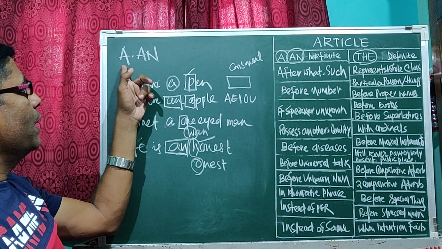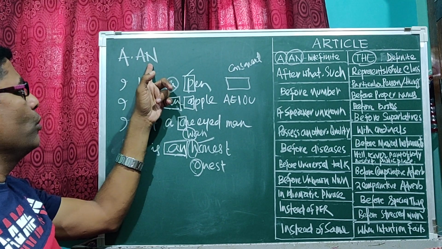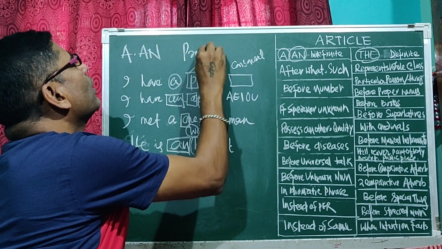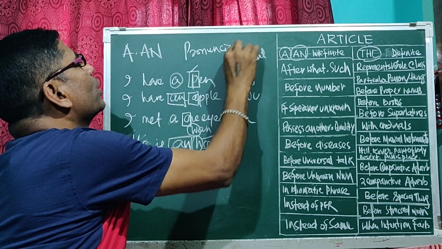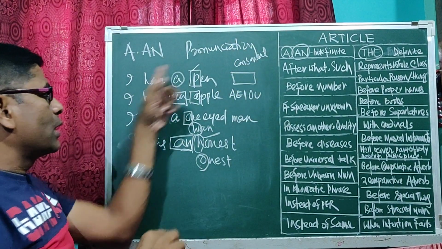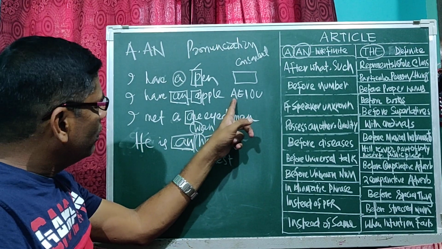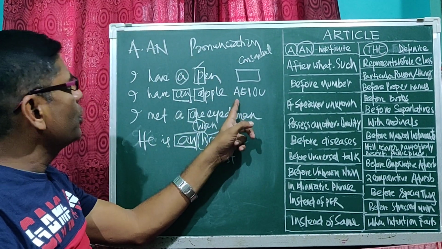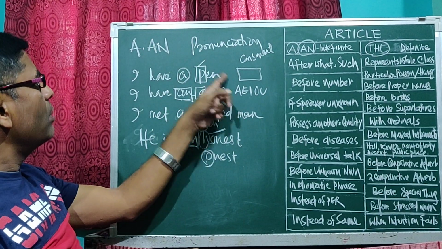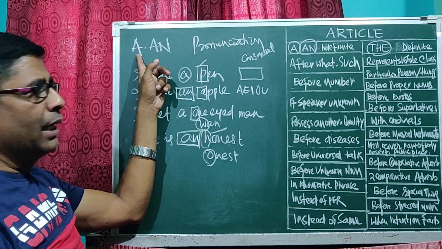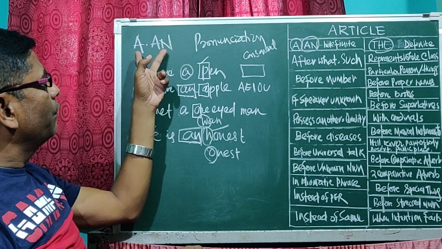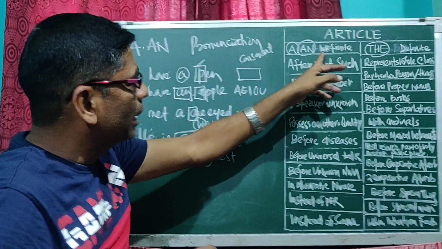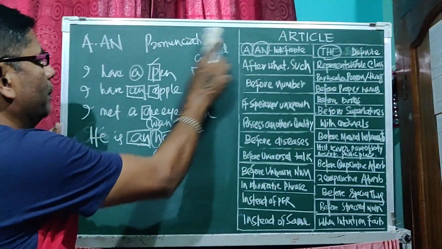So the use of A and AN depends on pronunciation. If the word gives a vowel sound, we should use AN. If the word gives a consonant sound, we should use A. So this is all about the difference between A and AN. Now we will discuss the indefinite article thoroughly, one by one.